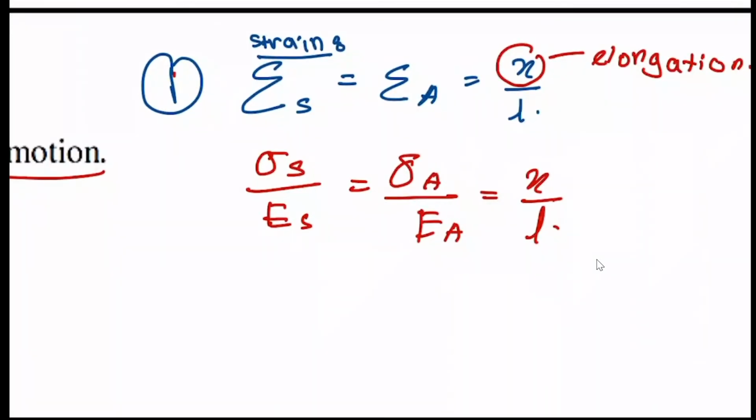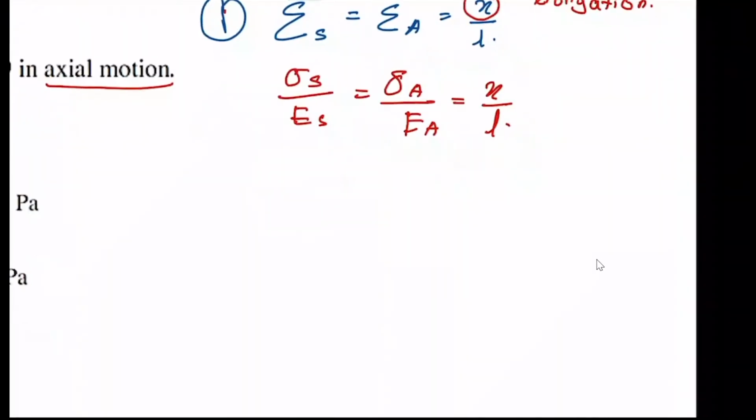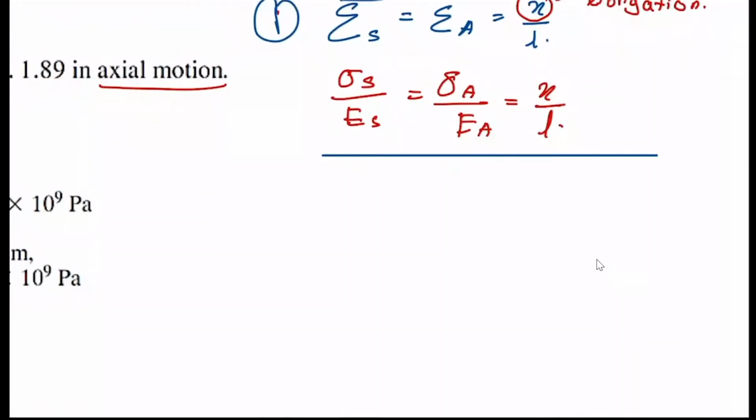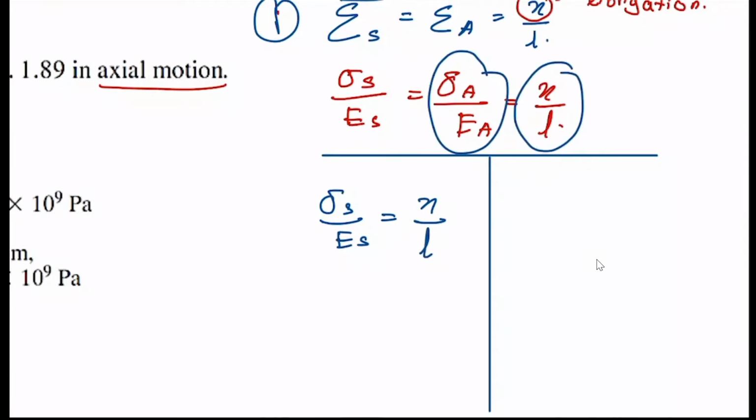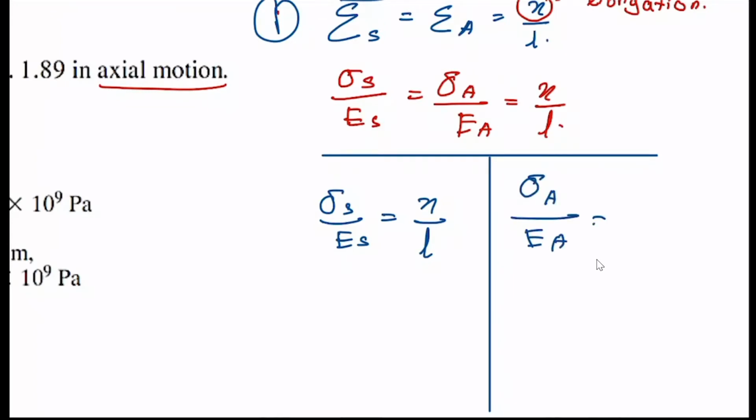So this is basically a basic derivation. And then next, I'm going to separate these two because it's quite confusing to see it this way. So I'm going to separate them. So basically, stress over Young's modulus equals X over L for both, right? So I'm just going to separate them, and aluminium with the formula X over L. Okay.